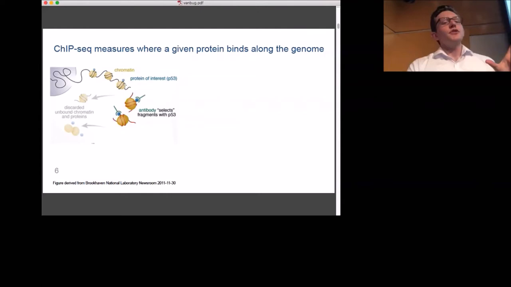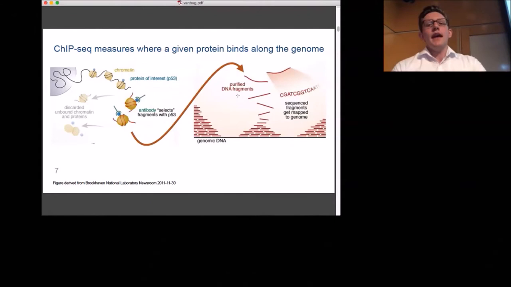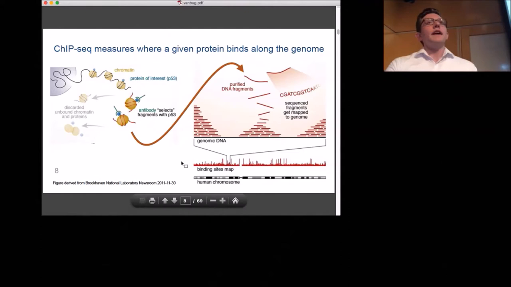Then we isolate and sequence those fragments of DNA and map them back to the human reference genome. For example, if we saw this particular sequence here and it maps to this position on the reference genome, that's evidence that that position was bound to P53 in these cells. We pile up all these reads and we get basically a vector across the genome of how strongly each position in the genome is bound to P53. You get these peaks like this where all the P53 binding sites are.